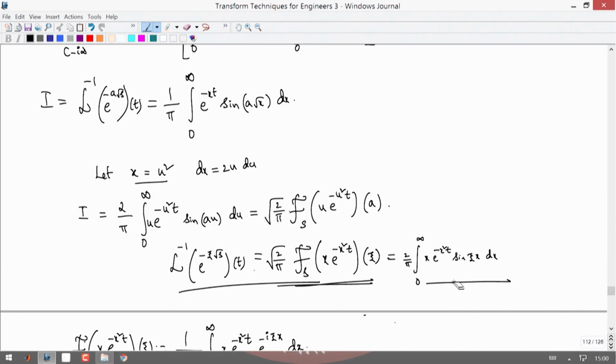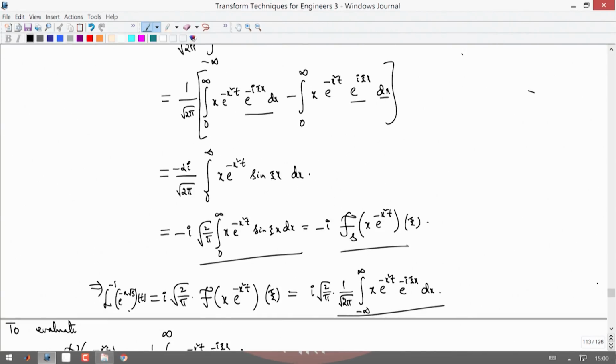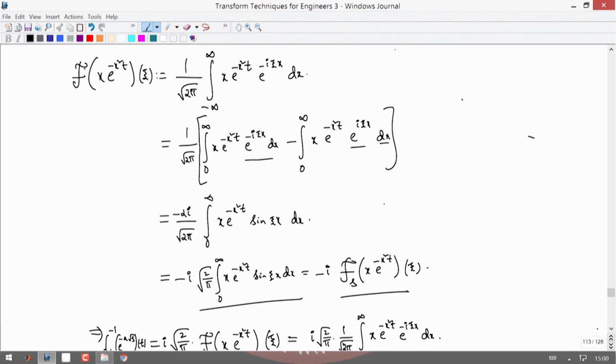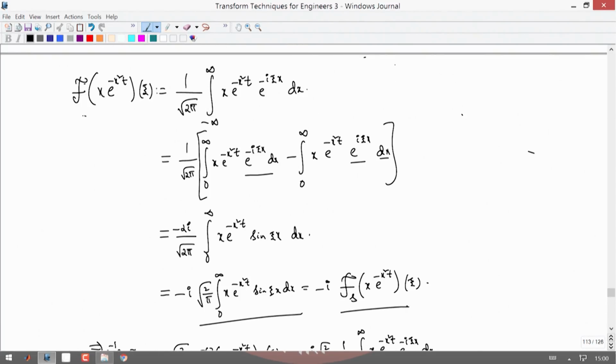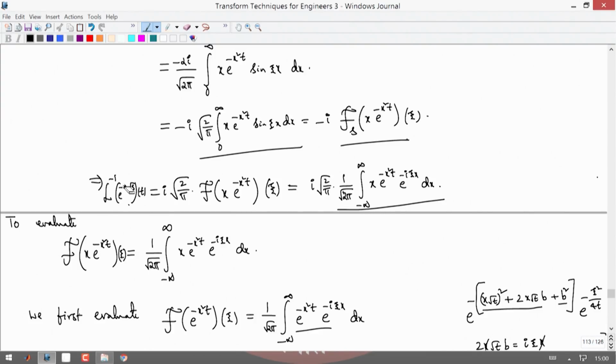For this you need to calculate the Fourier sine transform of x into e power minus x square t. To do that, the Fourier sine transform of x into e power minus x square t is related with the Fourier transform of x into e power minus x square t. So, you calculate the Fourier transform, so that what you have is e power minus xi root s, xi positive. This is exactly where we are now.